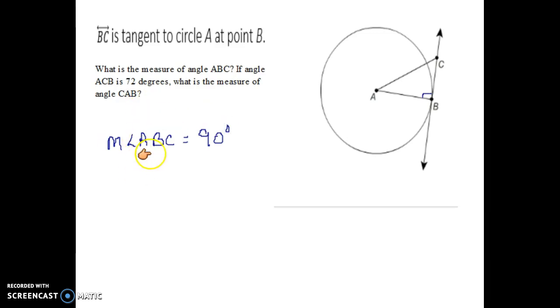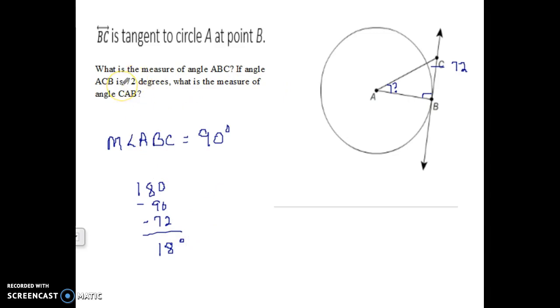There's another question on the quiz where they tell you that's 90 degrees, or they tell you it's a tangent, and then they give you the measure of ACB, so this angle right here, they tell you is 72 degrees. And they want to know the measure of angle CAB, this angle. And then you can use the triangle sum theorem to find the measure of that. We know that these three must equal 180. So 180 minus 90 minus 72. We know that our missing angle there must be 18 degrees.